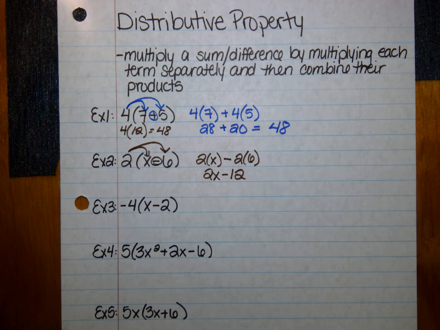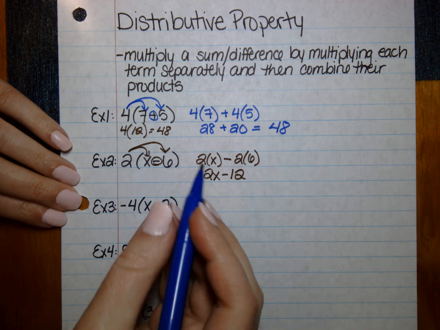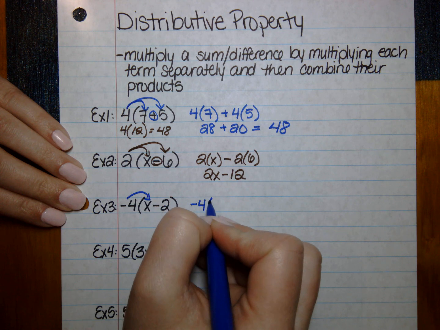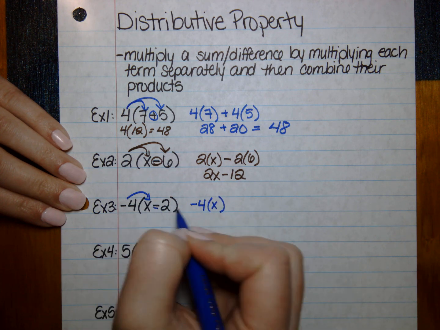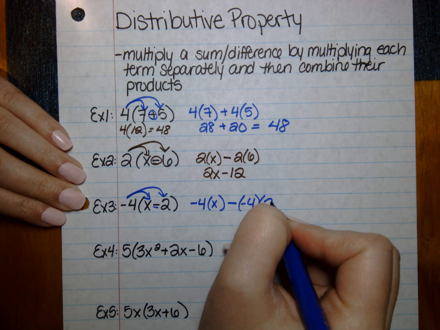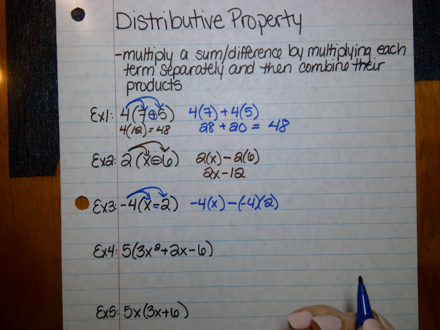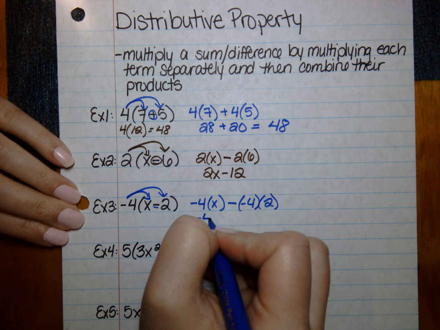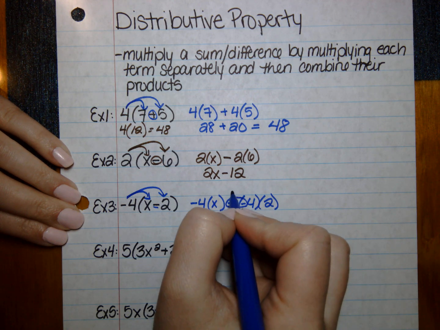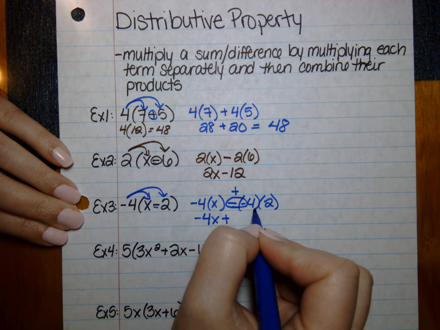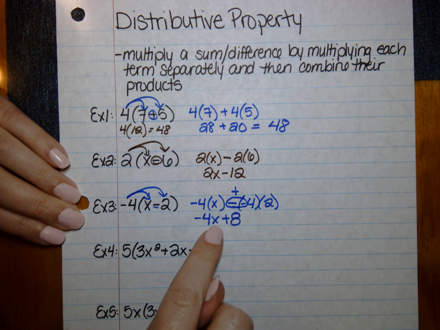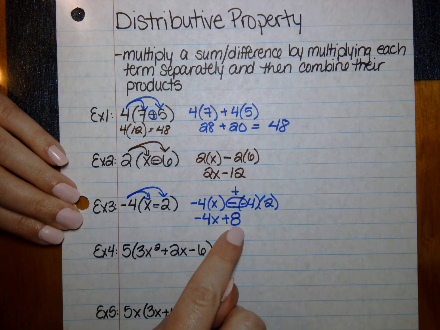If we look at example 3, again, I'm going to do my distributive property. So I have negative 4 times my x, here's my minus, negative 4 times 2. So now when I go to solve these, I have a negative 4x. When I have two negatives touching, remember we changed this to a positive, so I'm going to have a plus. 4 times 2 is going to give me 8. Again, I can't combine these terms because the negative 4x has a variable and the 8 doesn't.